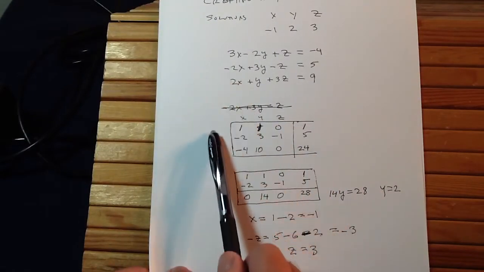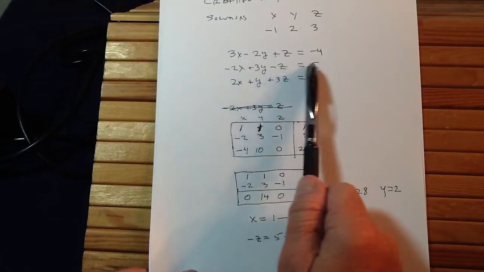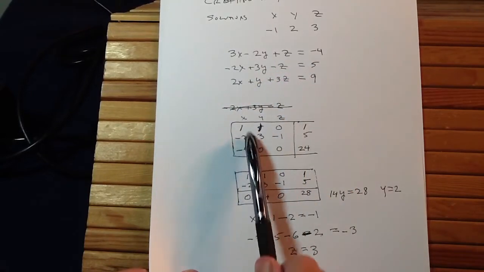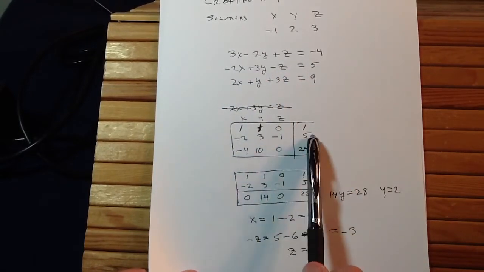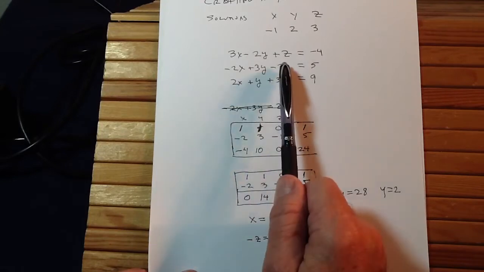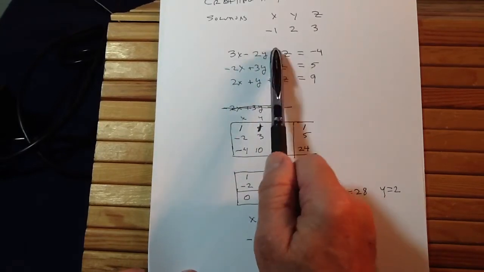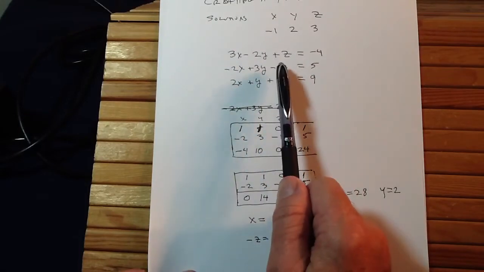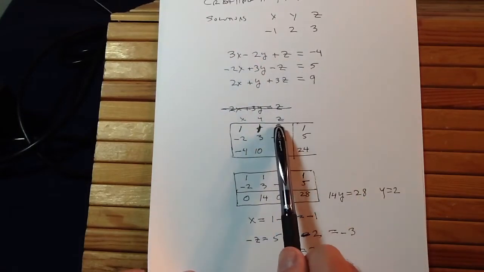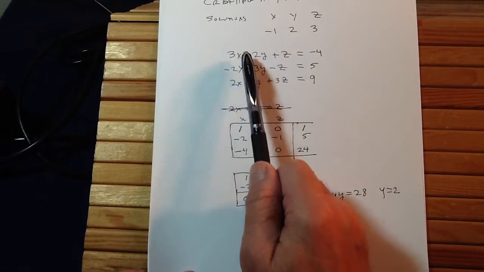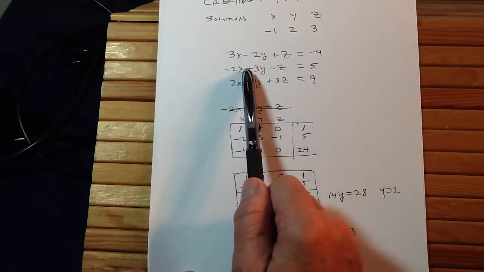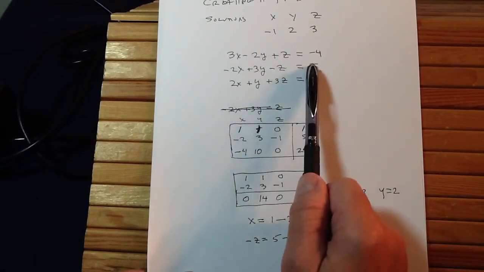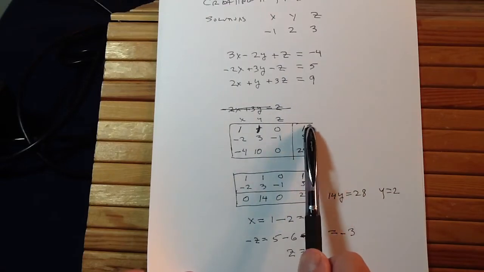I said, let's leave this row alone. So we're going to put in minus 2, 3, minus 1, and 5. Why am I doing that? Well, because if I just add this to this, that'll cancel out. So now I'm going to add this to put in the next row. When I add minus z to z, I get 0. I add plus 3 to minus 2, I get a 1. I add minus 2 to plus 3, I get a 1. I add 5 to minus 4, I get a 1.